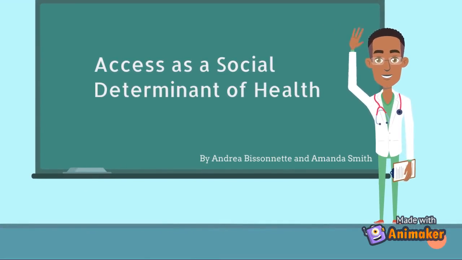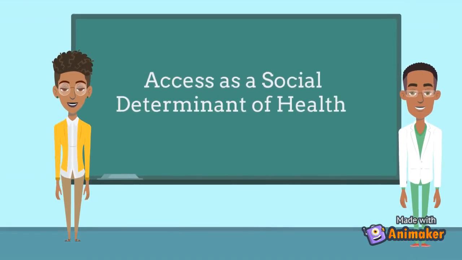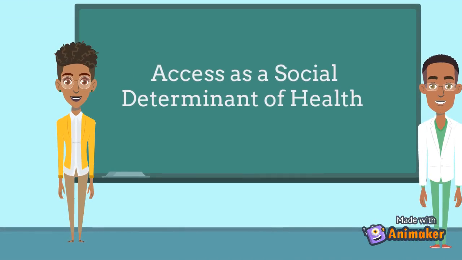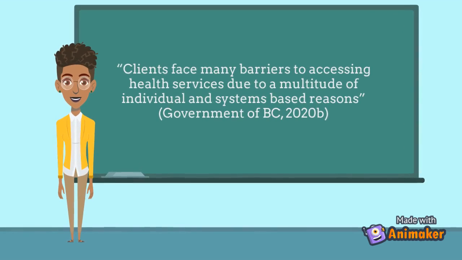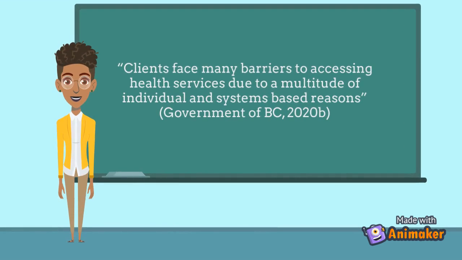Today, we have special guest, social worker Avery Larkeye in to talk about access as a social determinant of health. Thanks, James. Access to health services has a broad range of factors that affect individuals and families. The main considerations we will cover today are financial barriers, education and ability, physical environments, and social exclusions. Clients face many barriers to accessing health services due to a multitude of individual and systems-based reasons.